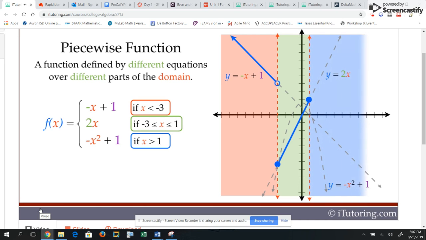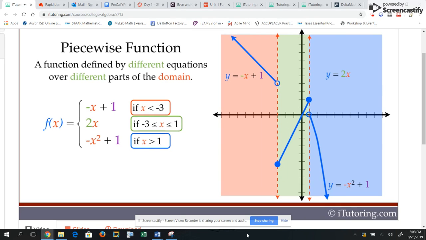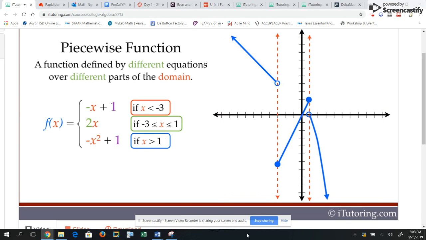And then on our third domain, where x is greater than 1, the appropriate equation is y is equal to negative x squared plus 1. So we'll have an open circle, and we can draw in with a solid line y is equal to negative x squared plus 1. We can then erase all of our dotted lines. And once we've erased all of our dotted lines, we can see that this will be the graph of f of x over our 3 domains.